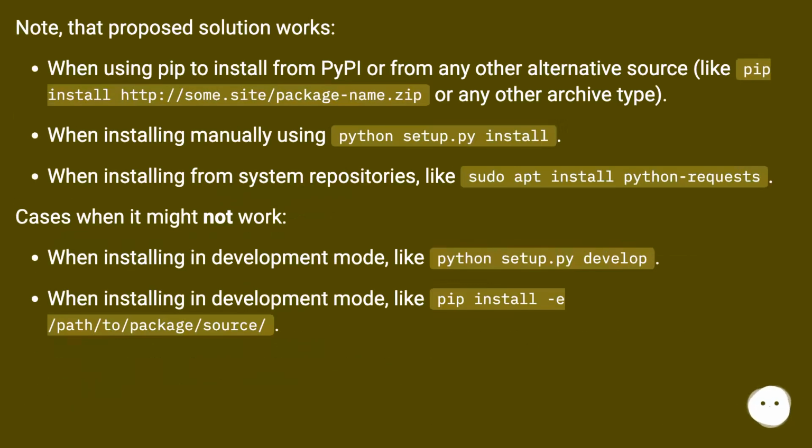Note that the proposed solution works when using pip to install from PyPI or from any other alternative source, like pip install http://some.site/packagename.zip or any other archive type; when installing manually using python setup.py install; and when installing from system repositories like sudo apt install python-requests.